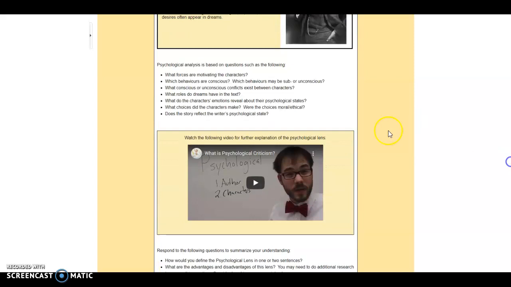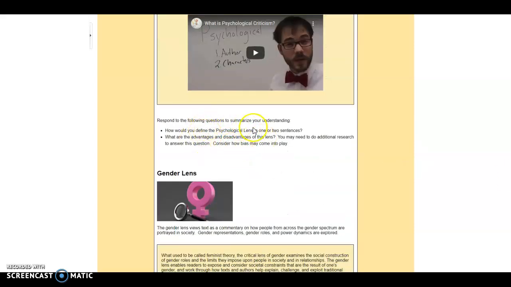Some of the questions that you can consider when you use the psychological analysis are: what forces are motivating the characters? So why are the characters doing what they're doing in the story? Why are they behaving the way that they're behaving? Things like, what do the characters' emotions reveal about their psychological states? Or what choices did the characters make, and were the choices moral or ethical? These are all questions that we can get into when we're trying to look at the story through a psychological lens. Again, as always, there's going to be a video for further explanation and 2 summarizing questions.